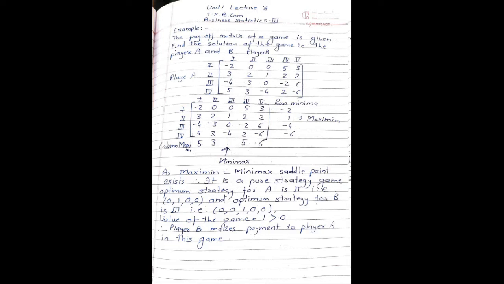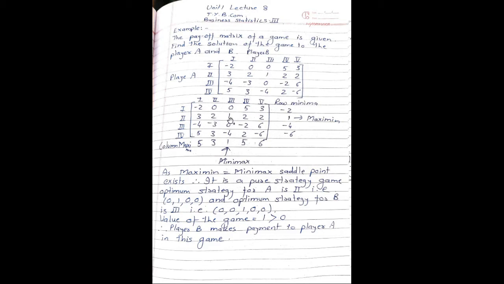So, first of all, we will check whether the saddle point exists or not. We have to solve the game. So, according to the rules, we will rewrite the matrix as it is. We will write row minima at the side of the table. -2, 0, 0, 5, 3. The minimum value is -2.